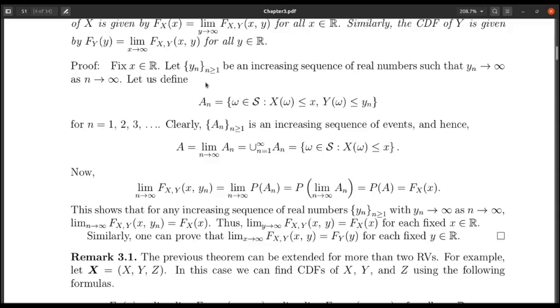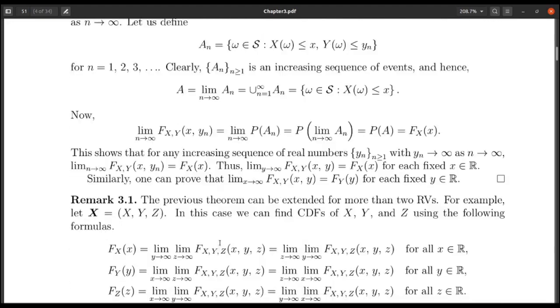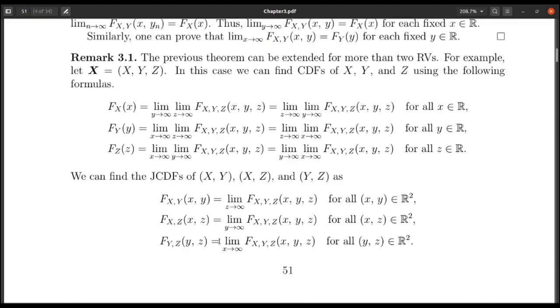Okay, so this theorem, you see that we have written down for two random variables, for a random vector having two components. But this theorem can be easily generalized for more than two random variables, a random vector having more than two components. So let us see that in the remark. Suppose I now have three random variables x, y, z, and the random vector X is having the components x, y, z.